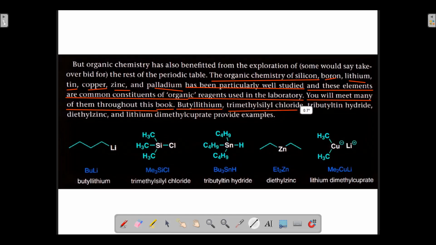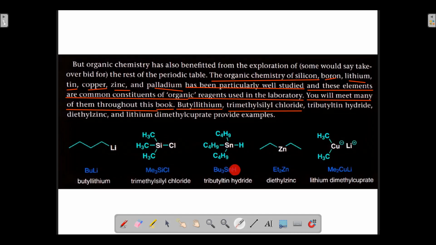Then trimethylsilyl chloride. There are three methyl groups, that's why trimethyl. Silicon is there, that's why silyl. And a chlorine is there, that's why chloride. So trimethylsilyl chloride. Then tributyltin hydride. Three butyl groups, one tin atom in the center, and one hydrogen atom attached to the tin. So tributyltin hydride.